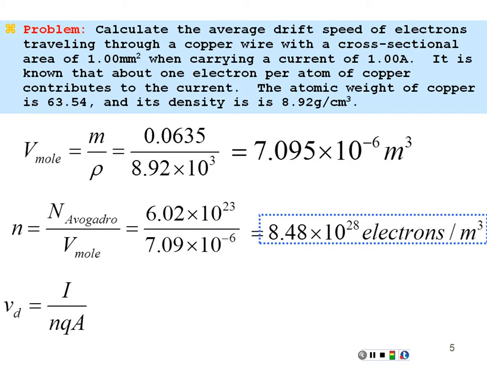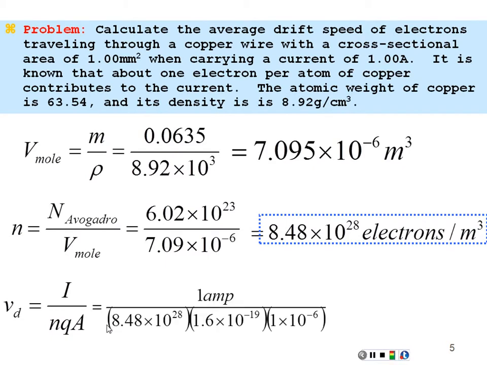Taking our previous equation and solving for the drift velocity, our drift velocity should equal the current over this n value for copper times the charge per carrier, or the whole thing divided by the cross-sectional area of the wire. We have 1 amp, 8.48 times 10 to the 28 electrons per cubic meter, 1.6 times 10 to the minus 19 coulombs per electron, and the cross-sectional area of the wire is 1 square millimeter, so that is 1 times 10 to the minus 6 square meters. This gives us a drift velocity of 7.39 times 10 to the minus 5 meters per second.